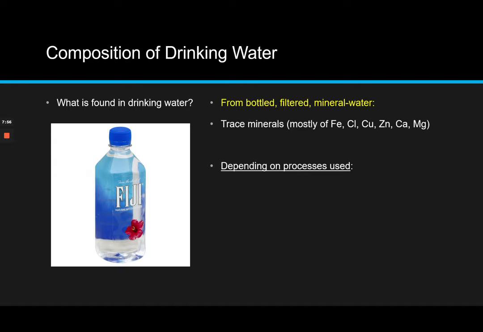Depending on the process that companies use to create their bottled water, if they go through a process called cation exchange, then what they're trying to do is remove some of the negative ions from water by adding in positive ions to neutralize them.